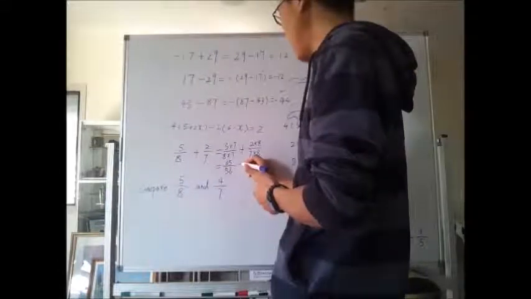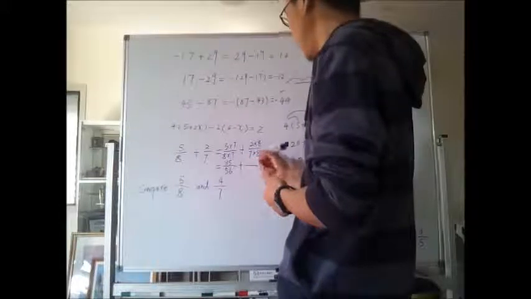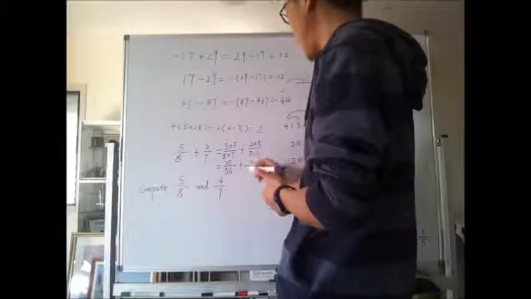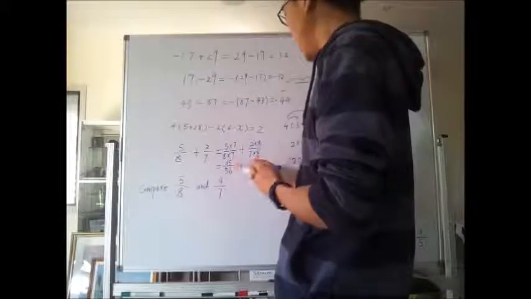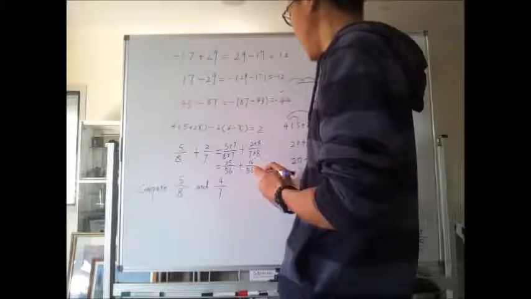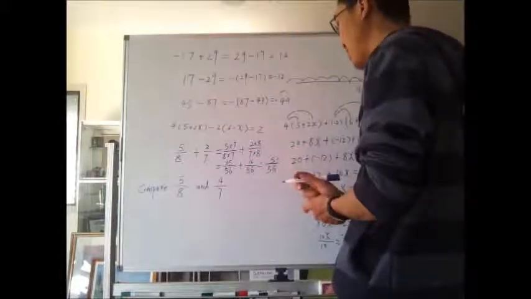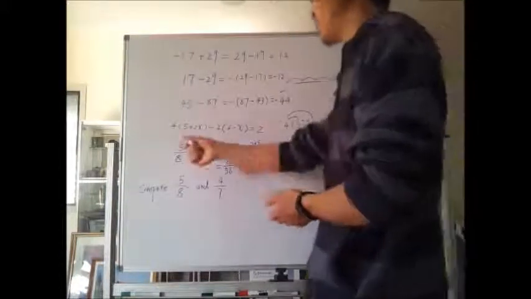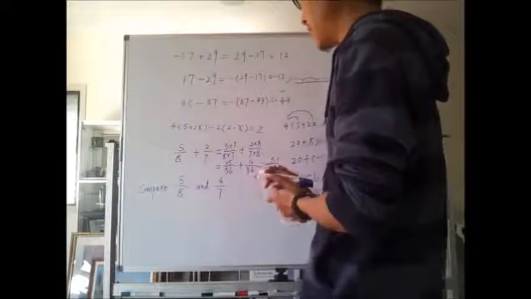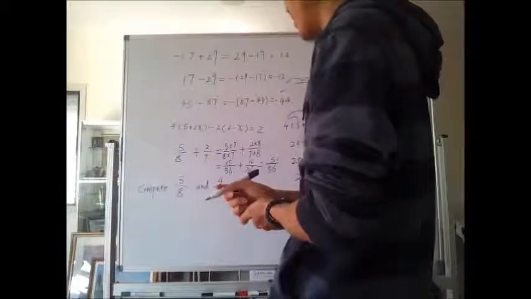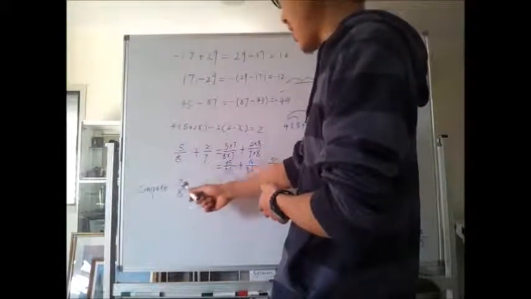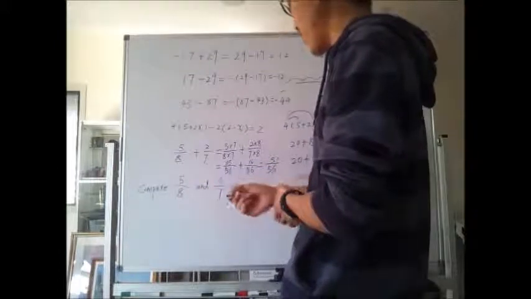For the second part, 2 times 8 gives 16. 7 times 8 gives 56. So it is 51 over 56 for 5 over 8 plus 2 over 7. Now let's compare which one is bigger. It is 5 over 8 or 4 over 7.